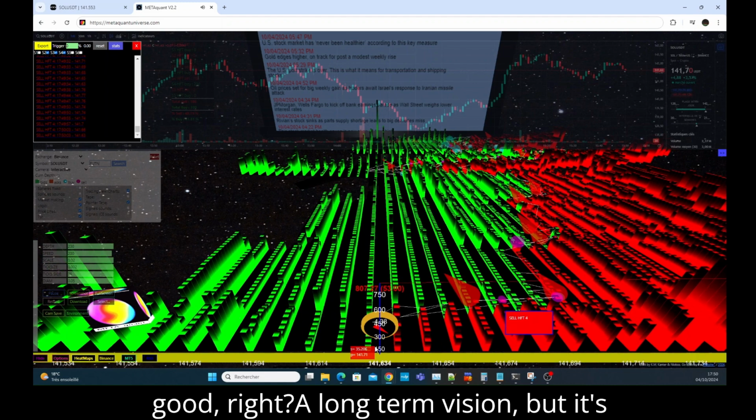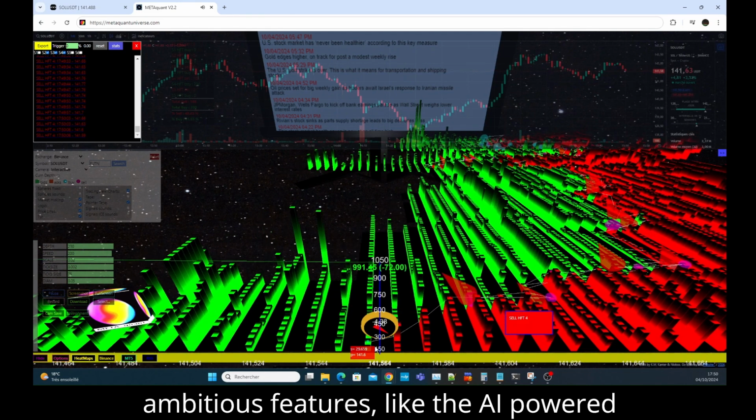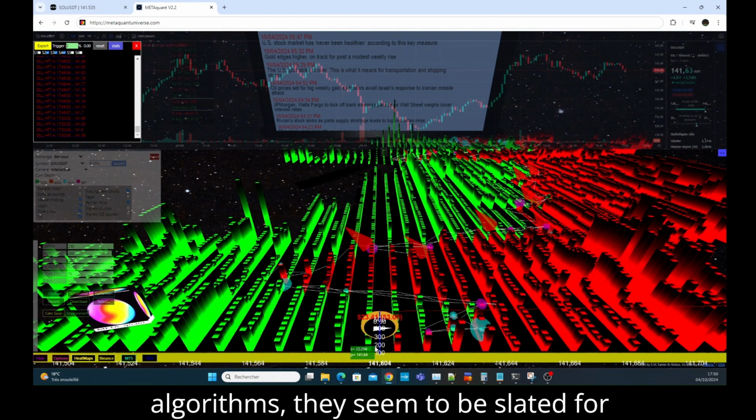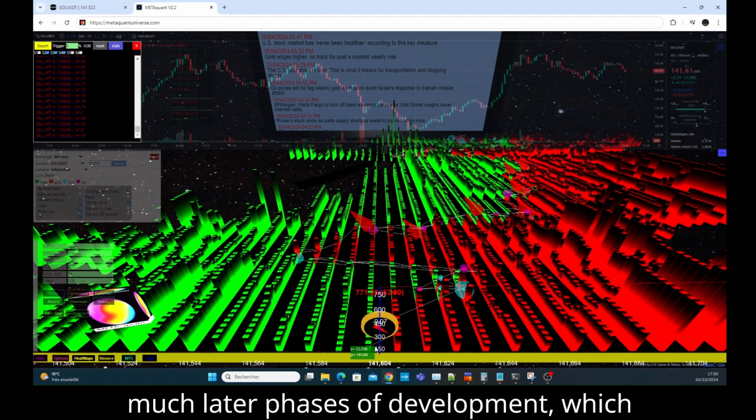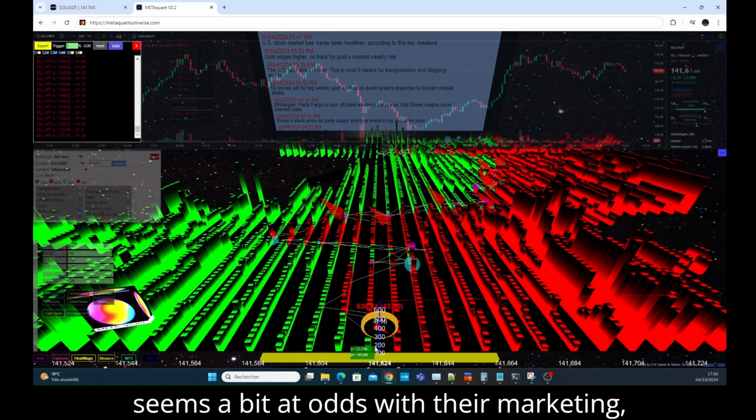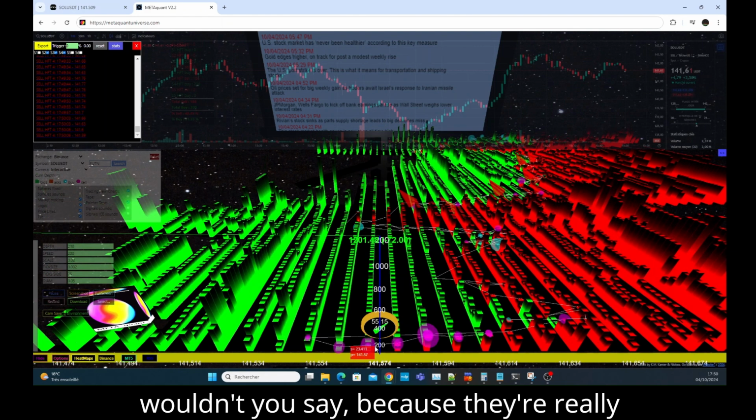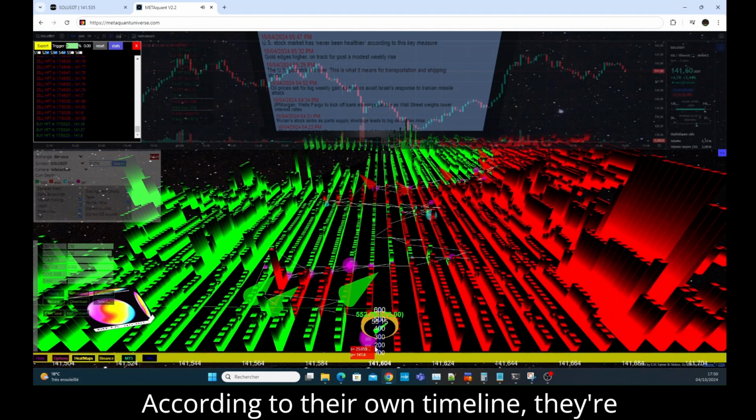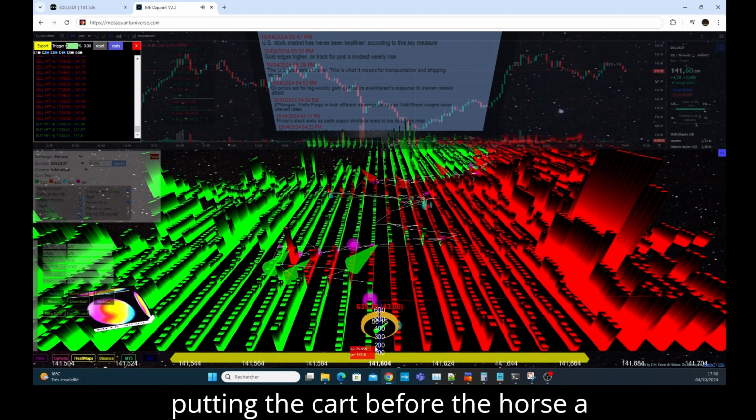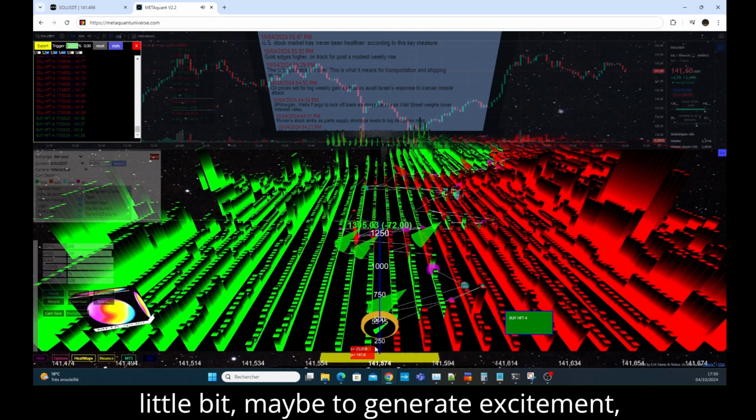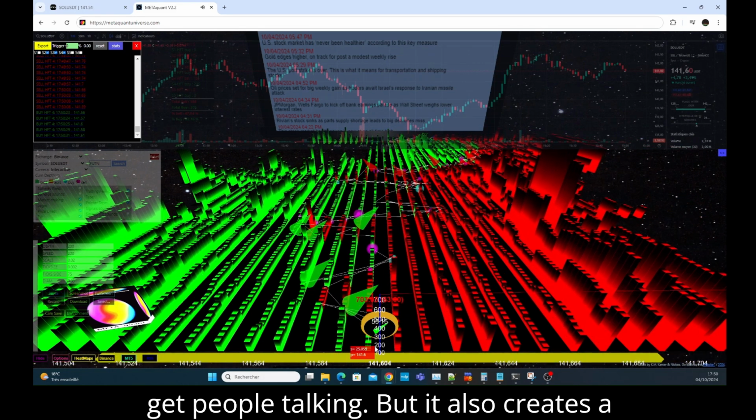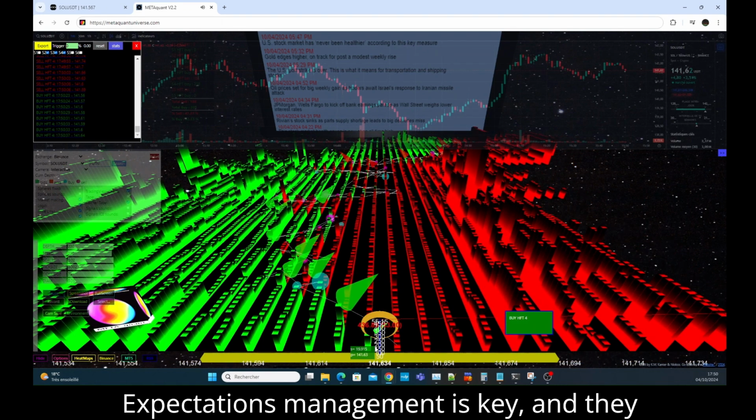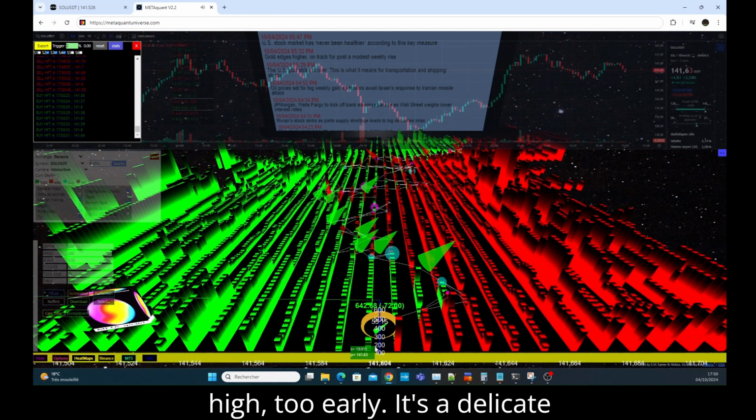Right, a long-term vision. But it's worth noting that some of their more ambitious features, like the AI-powered HFT signals and those automated trading algorithms, they seem to be slated for much later phases of development. Which seems a bit at odds with their marketing, wouldn't you say? Because they're really pushing those features now, even though, according to their own timeline, they're a long way off. Yeah, it's like they're putting the cart before the horse a little bit, maybe to generate excitement, get people talking. But it also creates a risk, right? Because what if they can't deliver on those promises? Exactly. Expectations management is key, and they might be setting the bar a little too high too early.